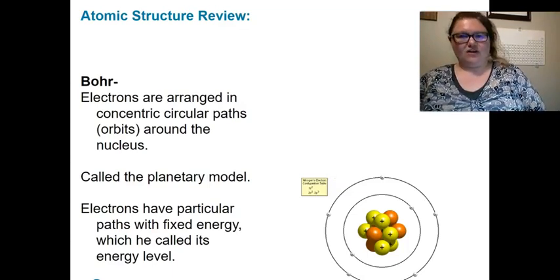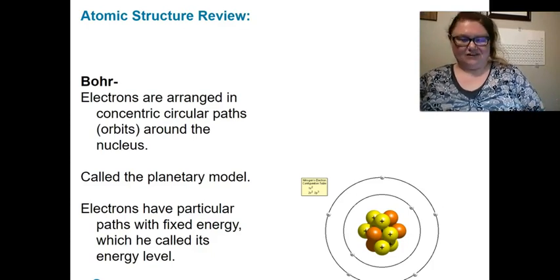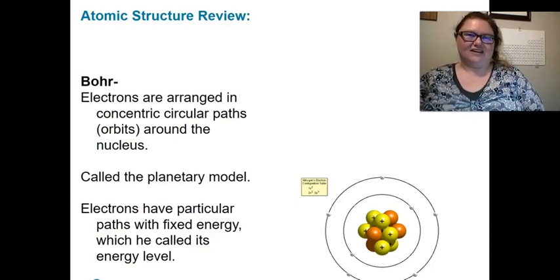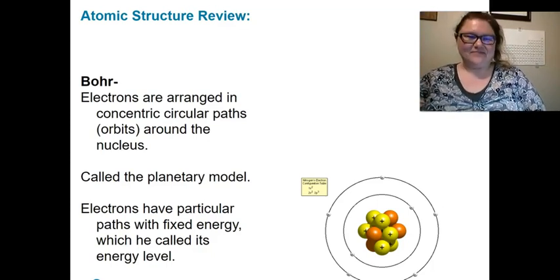Niels Bohr is taking that Rutherford diagram in a little more detail, and what we see here is his planetary model of the atom. It's called the planetary model because it looks like a little solar system there, with the electrons being planets orbiting around a nucleus that would be like a sun.